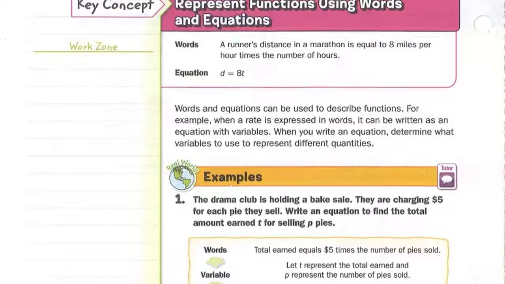Okay, I'm back. Words and equations can be used to describe functions. For example, when a rate is expressed in words, it can be written as an equation with variables. When you write an equation, determine what variables to use to represent different quantities.